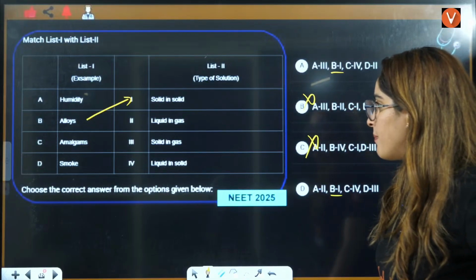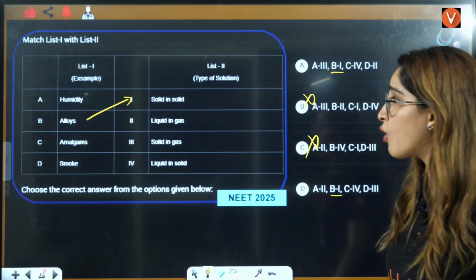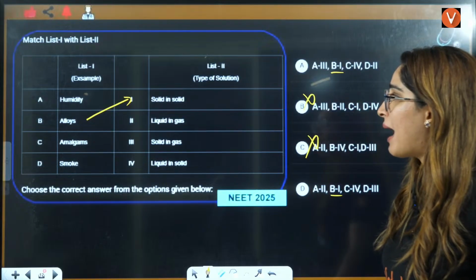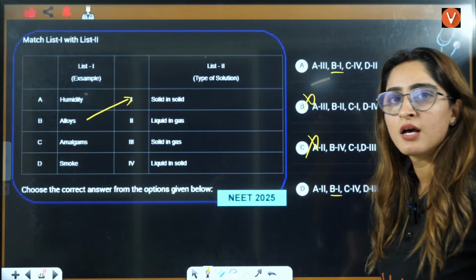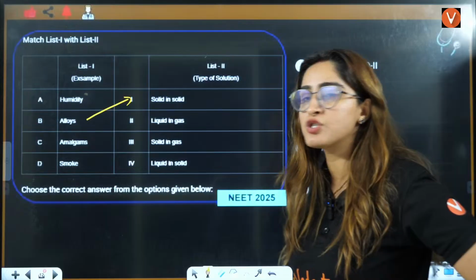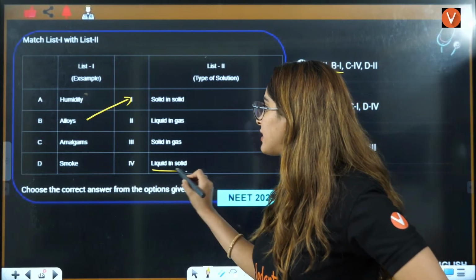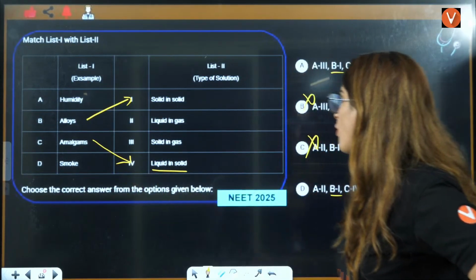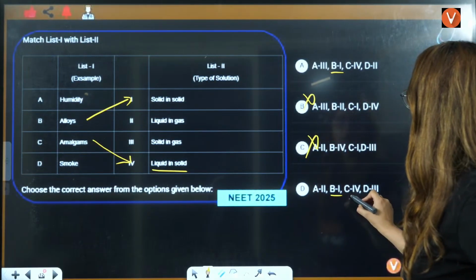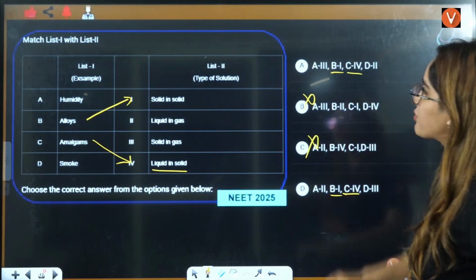Now you talk about what is smoke, what is amalgams. Amalgams we have just discussed. Amalgams are liquid in solid, right? Liquid in solid. That means amalgams are 4. C is 4 here as well.